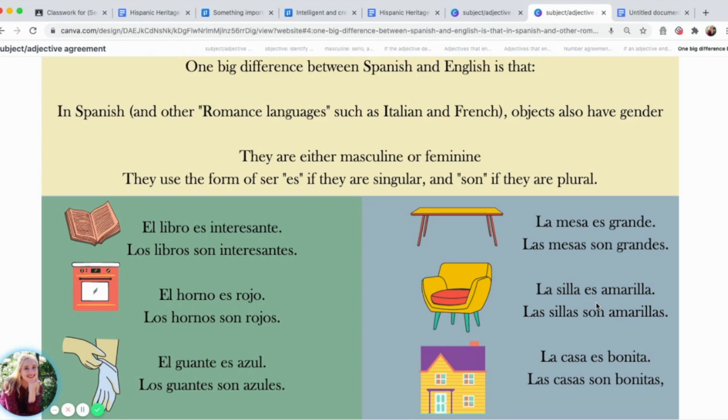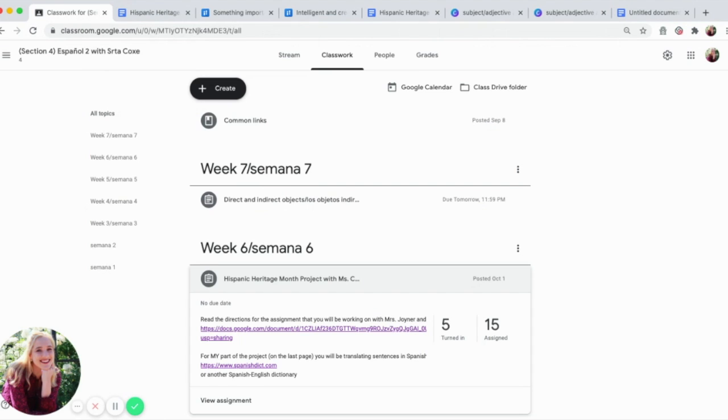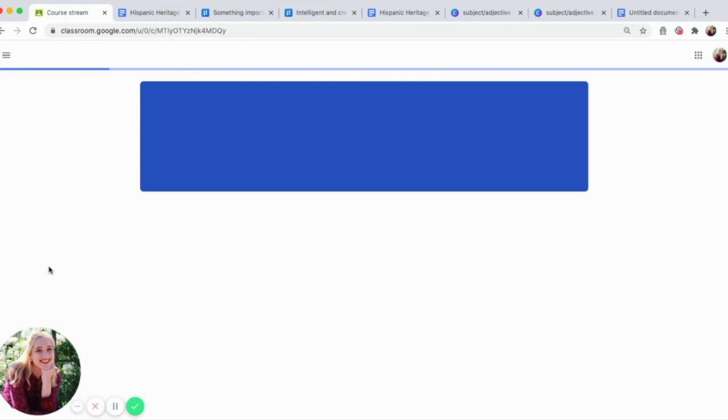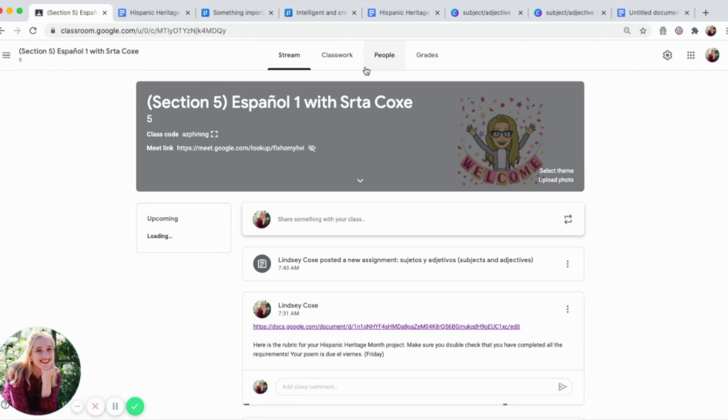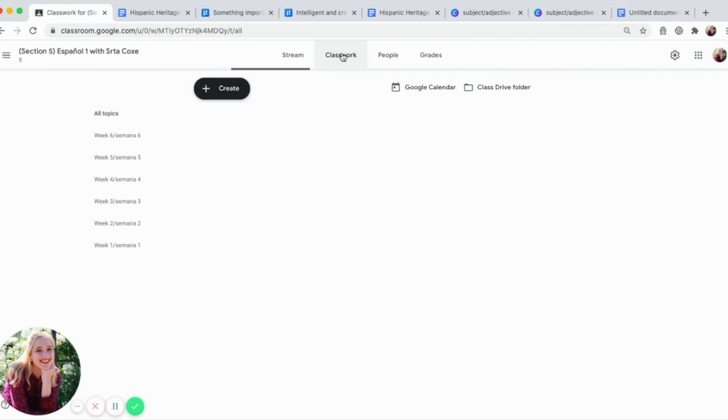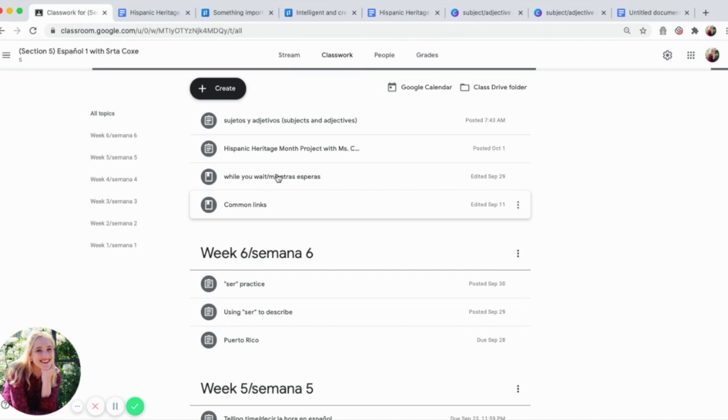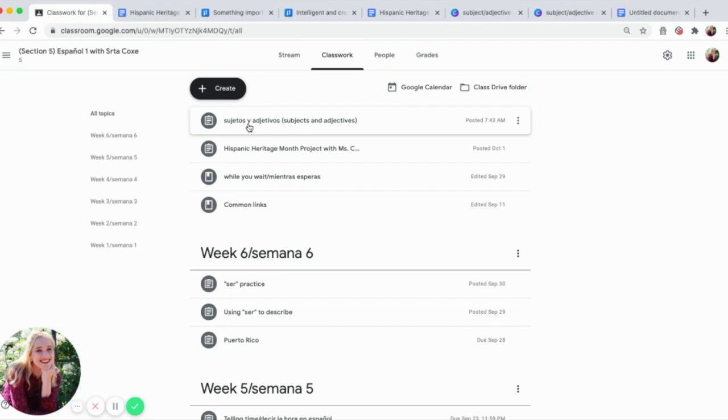So we're going to practice this together. If you can go, please, to Google Classroom and open up, here, I'll show you. We need to open up, I believe it's in week 7, semana 7. Oh, it's right here at the top. Sujetos y adjetivos. Sujetos y adjetivos.